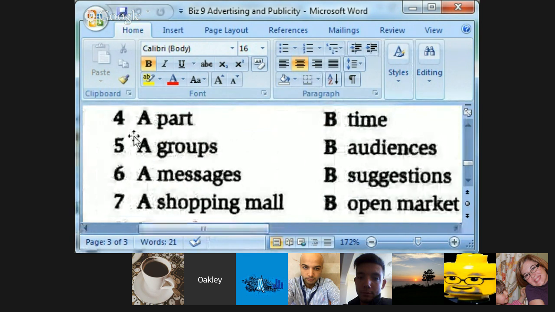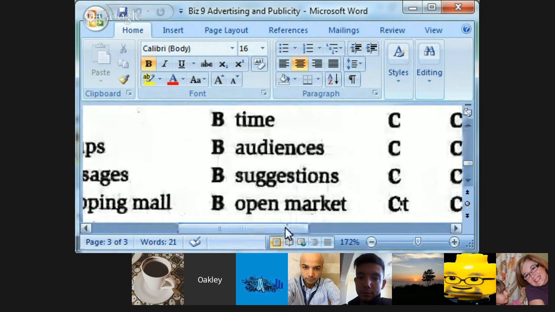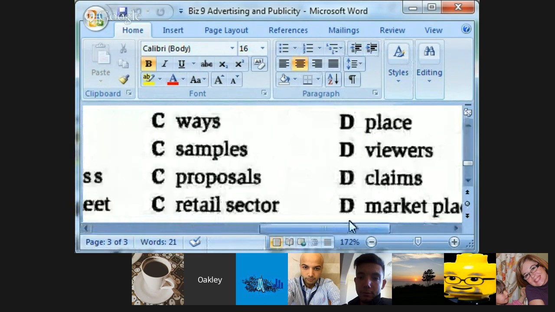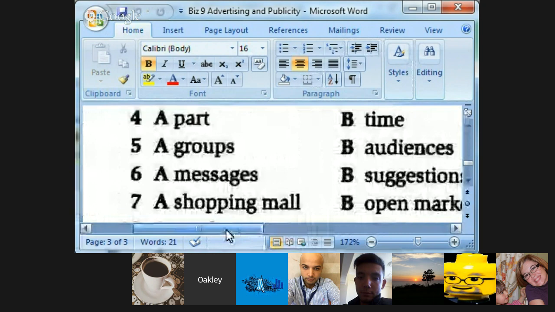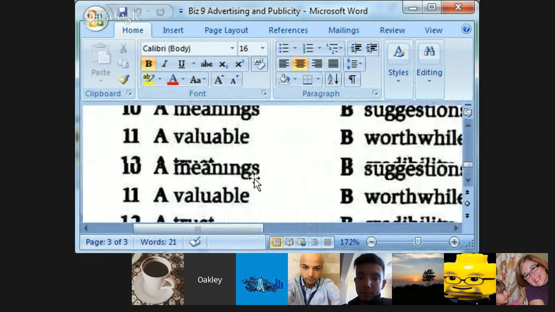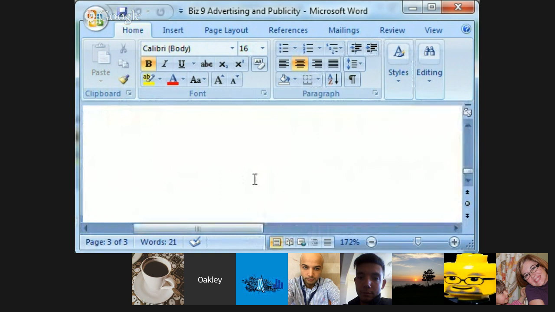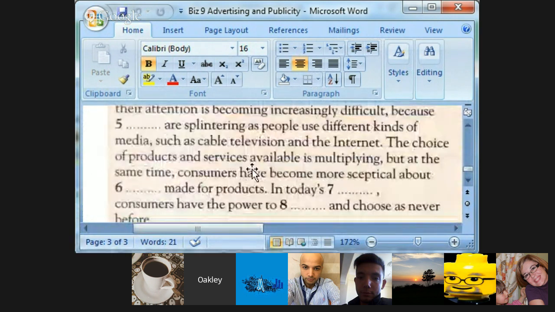So number 5 here. Groups, audiences, samples, viewers. What do you think? Groups, maybe audiences, viewers. Maybe samples. No, I think the idea would be that the groups are splintering or the audiences are splintering. So many people are an audience of cable television, other media, and the internet. So the potential audience is coming apart. That's the idea. So I would definitely say a group of people.